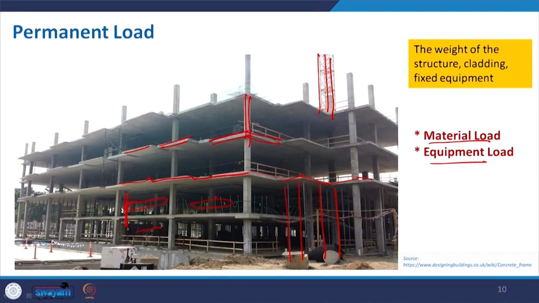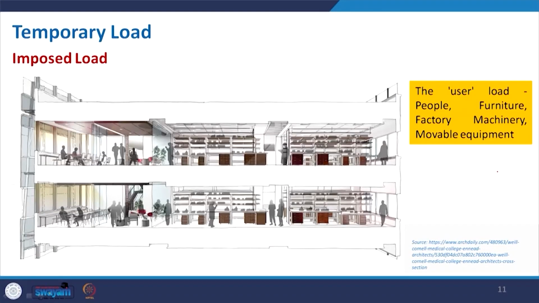Okay. So, in this picture, those shuttering and props are not permanent load. Permanent load is only the material load, or any equipment that is permanently built. Again, this is a schematic one. The imposed load, as we already mentioned, is the load by people, human beings, or the furniture and so on.